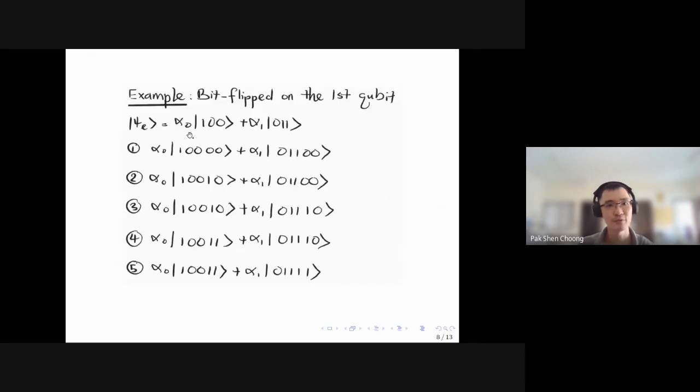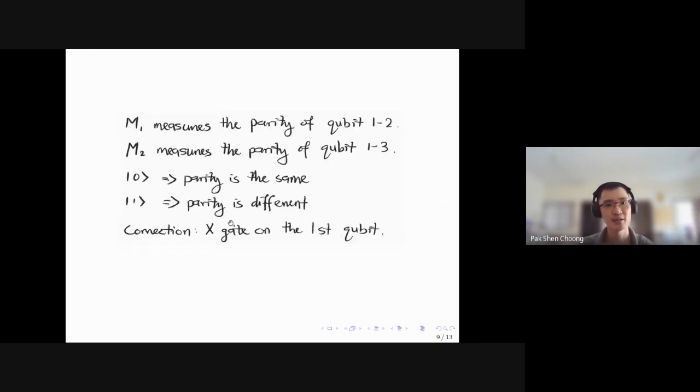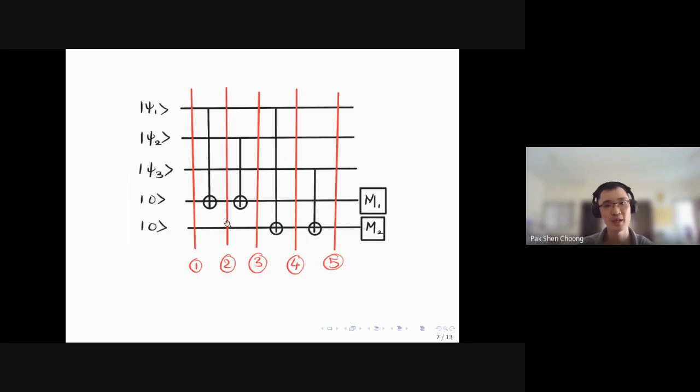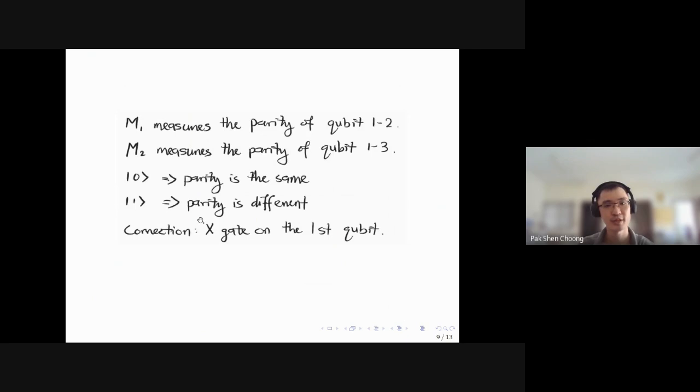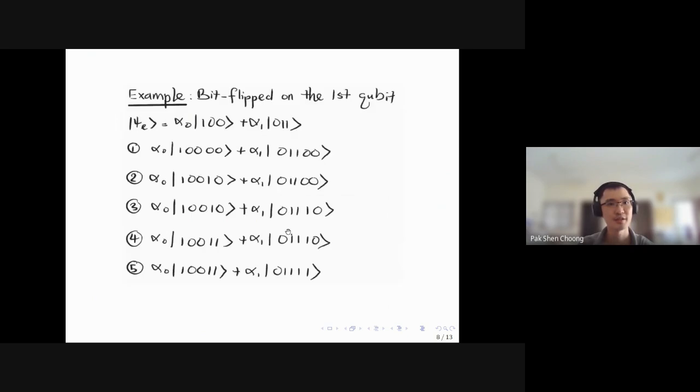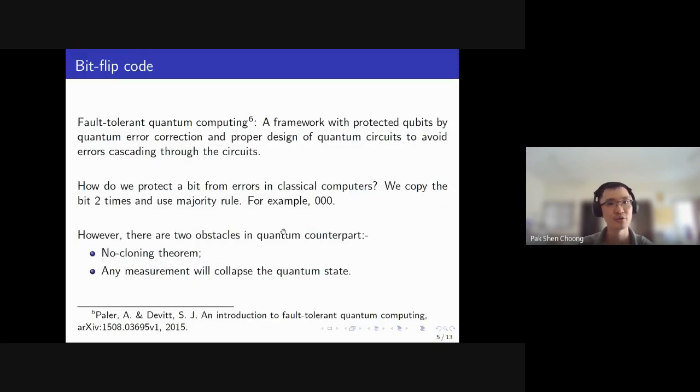Then you have to repeat the same thing at least two more times. Meaning that you do the bit flip on the second qubit and then the bit flip on the third qubit, so that you compute a set of truth table. Then in the end, according to what you measure at M1 and M2, you can know what you want to do with it. So in this case, the correction should be putting an X gate on the first qubit, and then you fix your error. So this is the bit flip code.